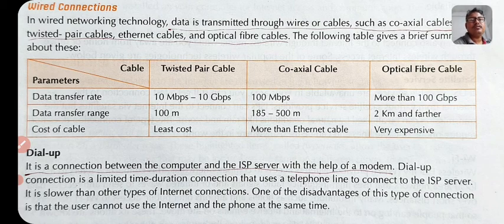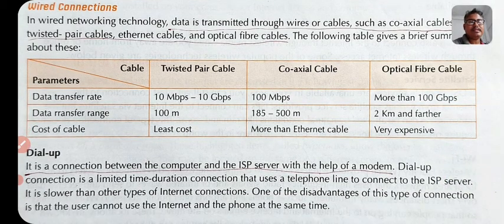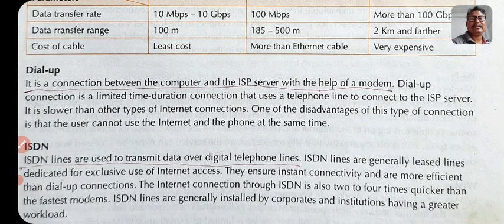Among these, the first one is the dial-up connection, the internet dial-up connection. It is a connection between the computer and the ISP server with the help of a modem. So dial-up connections help you connect your computer to the service provider. A dial-up connection is a limited time duration connection that uses the telephone line to connect to the ISP server. It is slower than other types of internet connections.